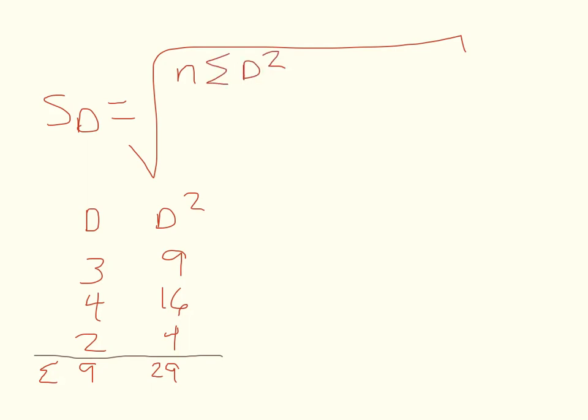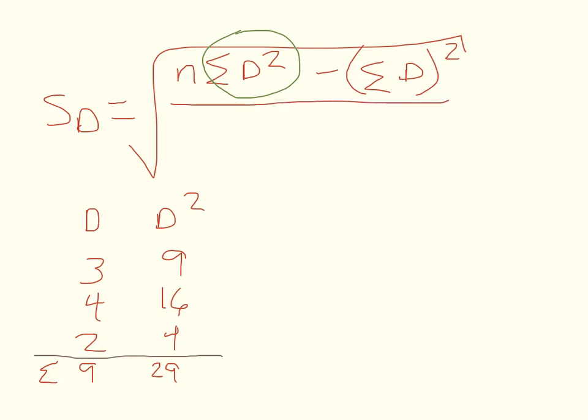So in my example, I would plug in 29 for this term here, and I'd plug in 3 for the n. Then I have to subtract off the square of the sum of the d's. In that case, I would plug in 9 squared and have 81 there, over n times n minus 1. So for our small example, I would do this.